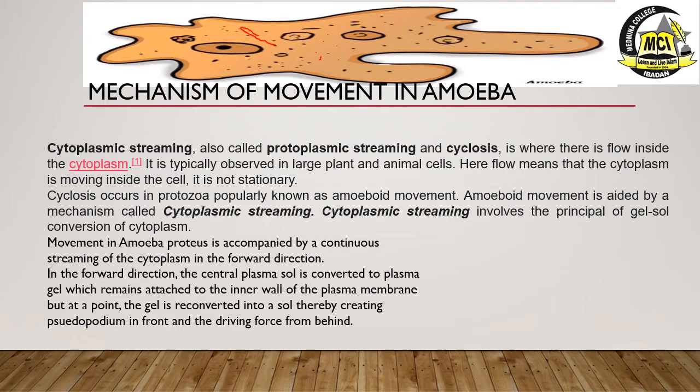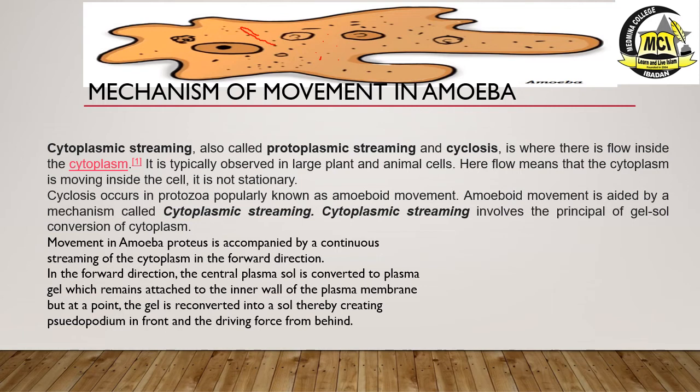Okay, cyclosis occurs in protozoa, properly known as amoeboid movement. This is another name we can call cyclosis. We can also see this in white blood cells, the amoeboid movement. Amoeboid movement is aided by a mechanism called cytoplasmic streaming, the cyclosis. Yes, what is cytoplasmic streaming?